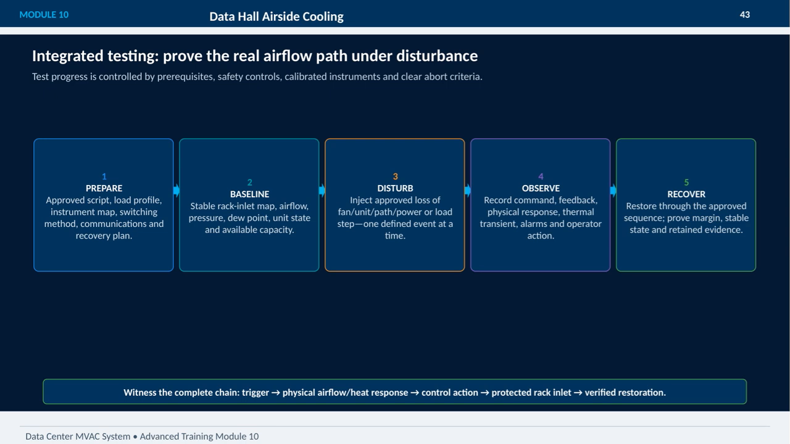We observe the system's response by recording commands, feedback, physical and thermal changes, alarms, and operator actions. Finally, we recover by following the approved sequence to restore the system, proving that the margin, stable state, and evidence are retained. This process allows us to witness the complete chain from trigger to verified restoration, ensuring the cooling system performs reliably under real-world conditions.